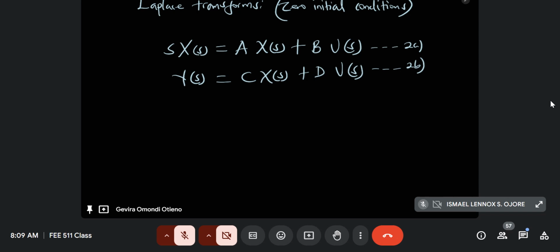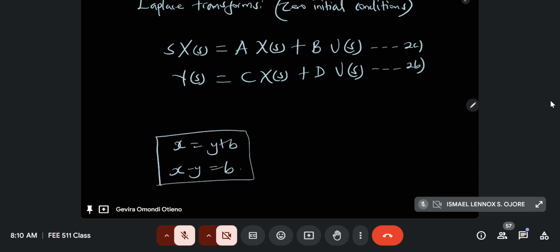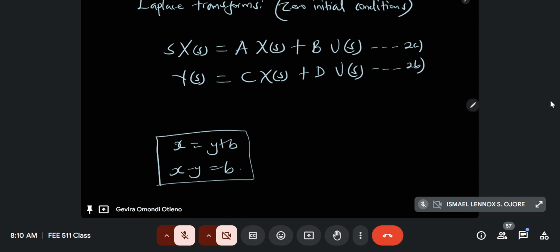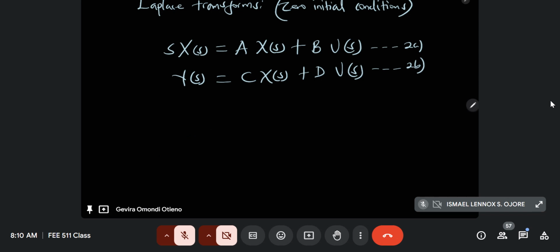In matrix manipulations, we don't do arithmetic manipulations of matrices. So we don't say x equals y plus b, and then x minus y equals b. This doesn't work with matrices. If you're moving a matrix from one side of the equation to the other, you get its inverse. You don't subtract or add, okay? You get its inverse.